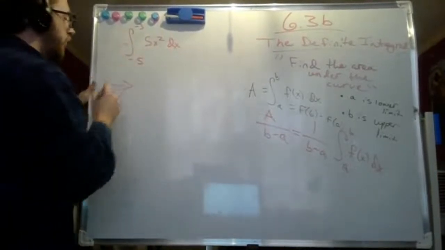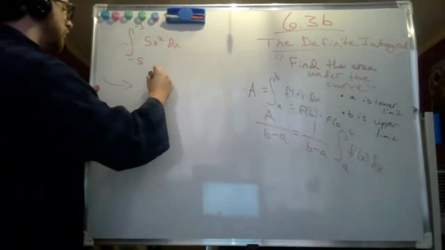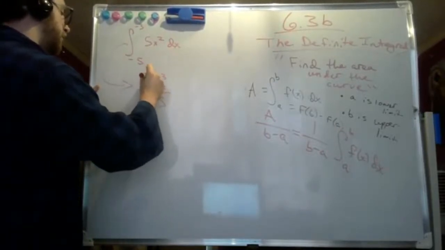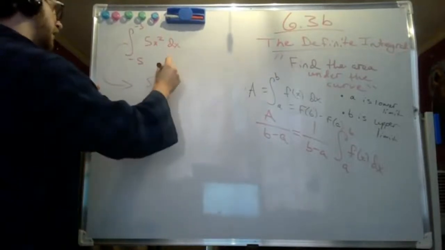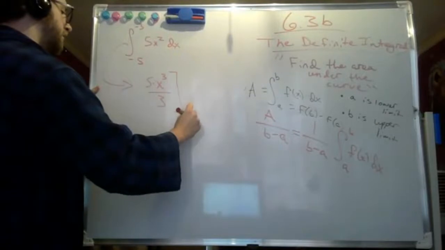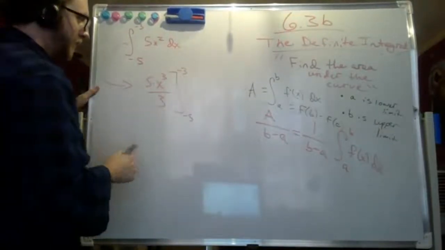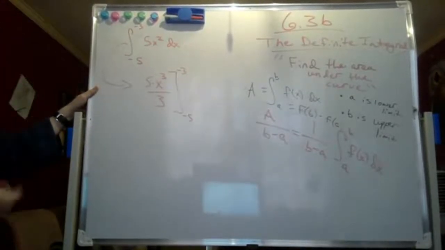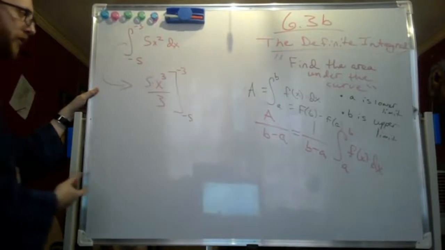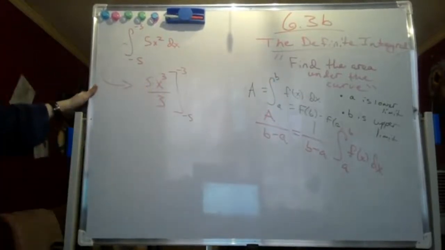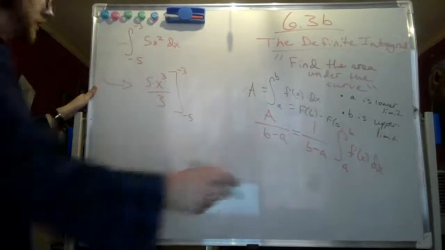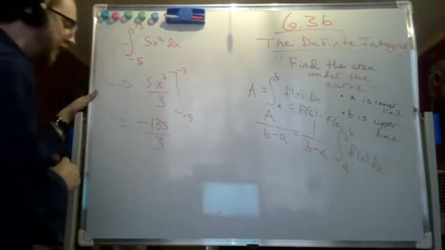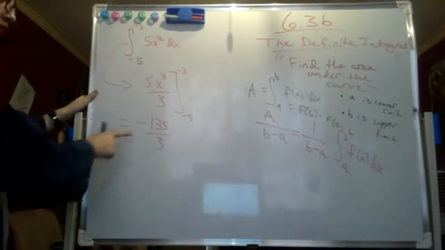So we're just going to go ahead and use the power rule. So I'm going to increase the power by 1. I'll have x cubed divided by 3, but I still got my times 5. And I want to evaluate from -5 to -3. So I plug in my upper limit, and -3 cubed is going to be -27. And -27 times 5, I have written over here, is -135 divided by 3. So that's our upper limit.